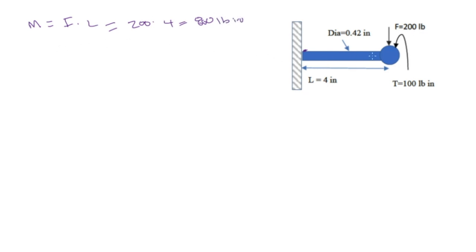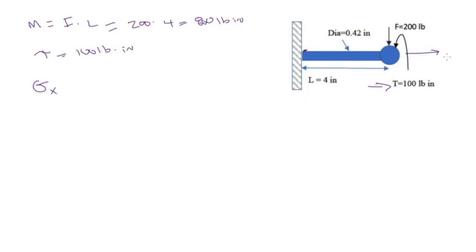For our torsional stress, it's the same throughout the length, and it is going to be dependent on this torque value of 100 pound-inches. So our torque is equal to 100 pound-inches. So we can calculate our bending stress.